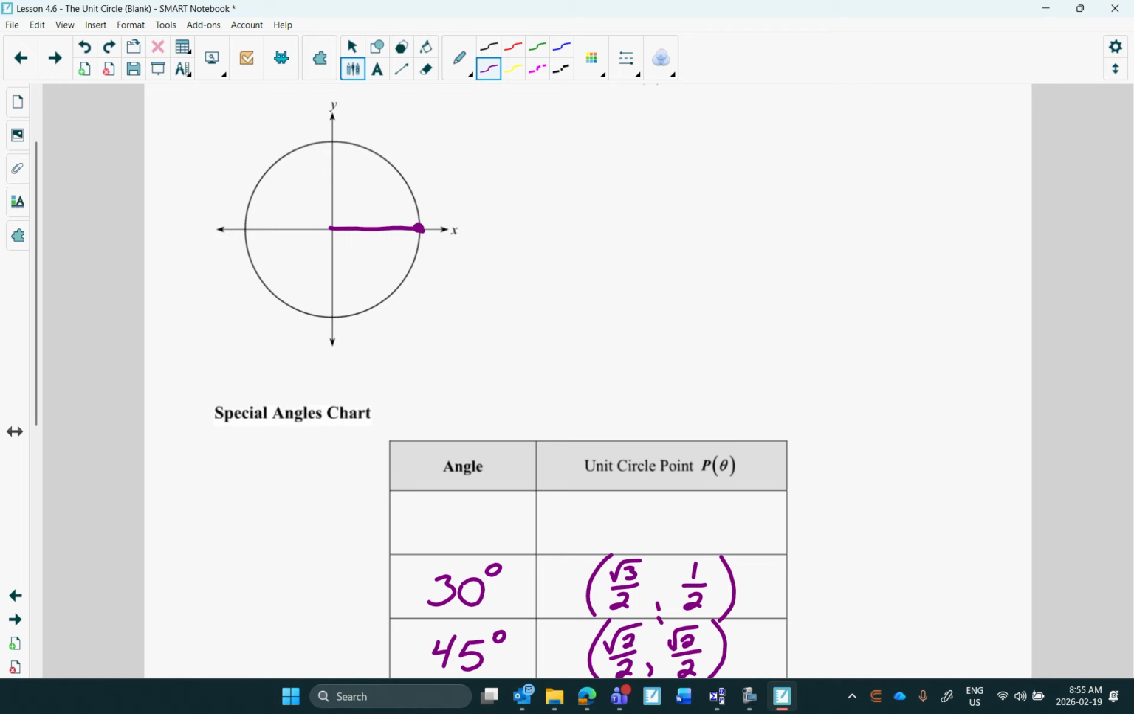1 comma 0. So when we have 0 degrees or just a flat right triangle, the point on the unit circle hits at 1, 0.